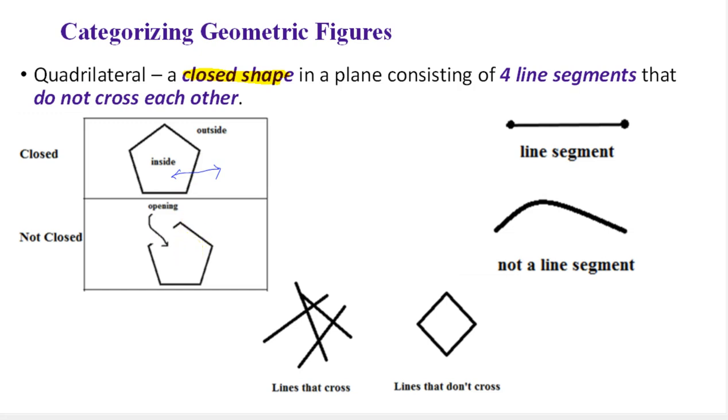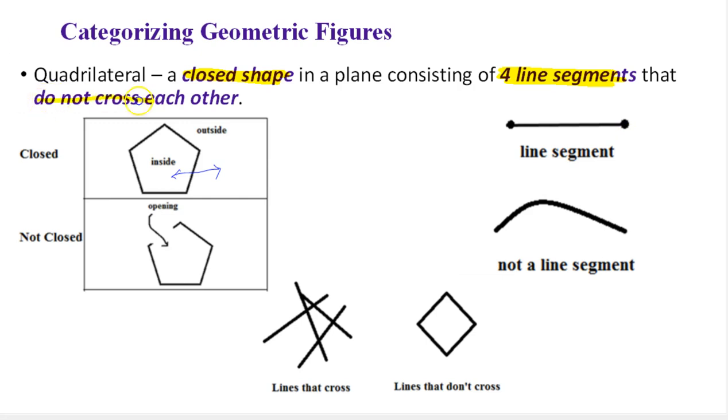Next, we're told that a quadrilateral is in a plane, which is a two-dimensional space like a piece of paper or the screen of your computer, and that it consists of 4 line segments. So here's an example of a line segment, and this is an example of something that's not a line segment. Line segments are by definition straight, and notice we have these endpoints. It ends on both sides, so it doesn't continue on forever. We would call that just a line, or possibly a ray if it continued in one direction.